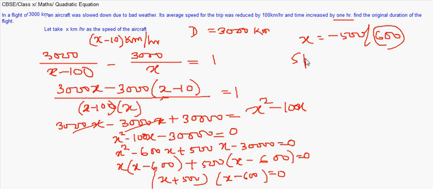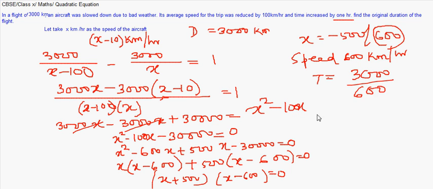So the speed is 600 kilometer per hour. Thereby, if x is this, we have to actually find the duration time. Time is distance by speed, that's giving 5 hours. So the original time for the aircraft was 5 hours.